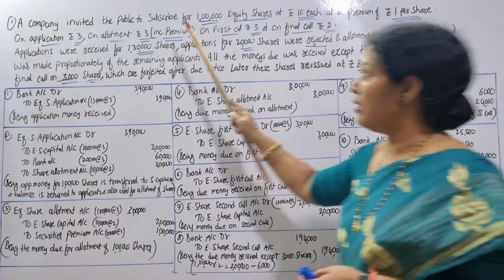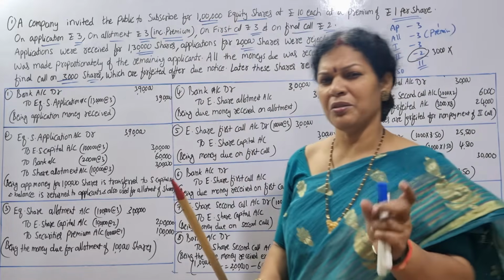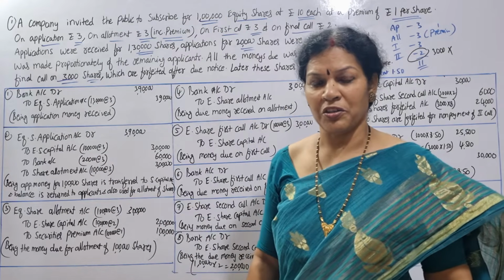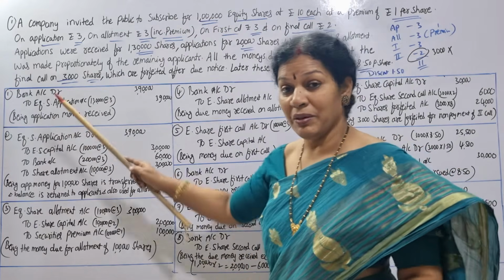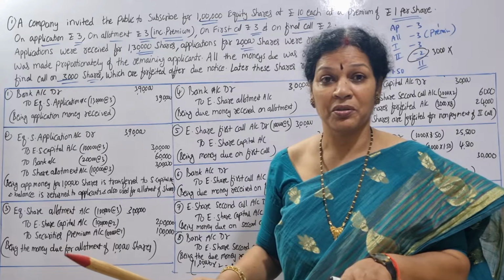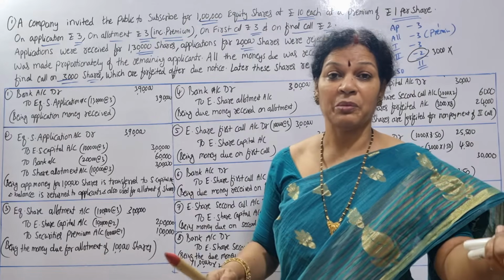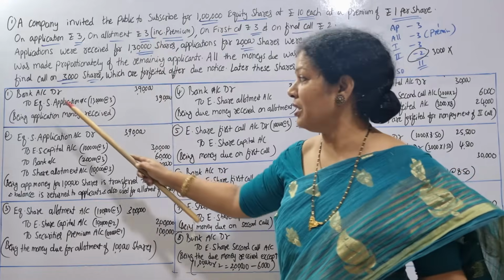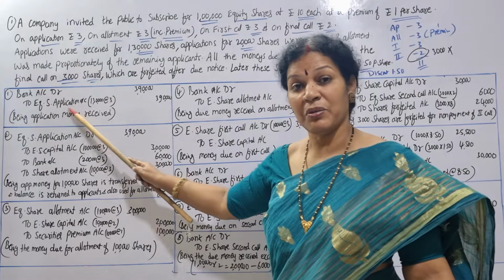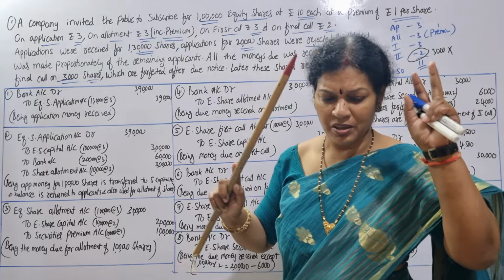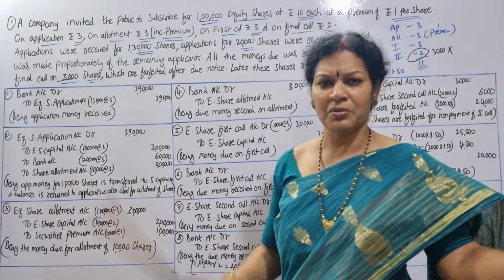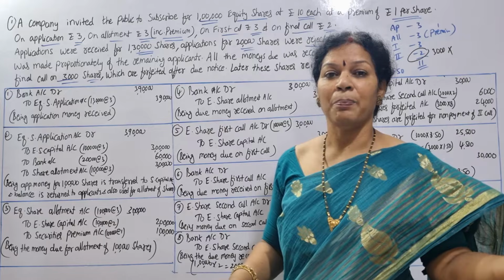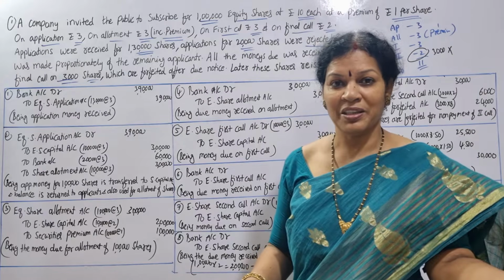Now according to that, first one is the general entry: bank account debited to share application account. When we are receiving share application amount, bank account debited to equity share application account. What kind of shares? Equity share. This entry we always get: bank account debited to equity share application account. Application amount we are receiving.